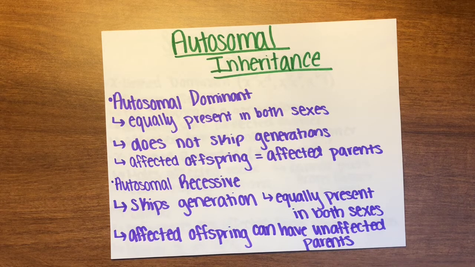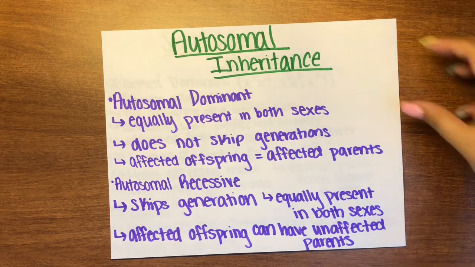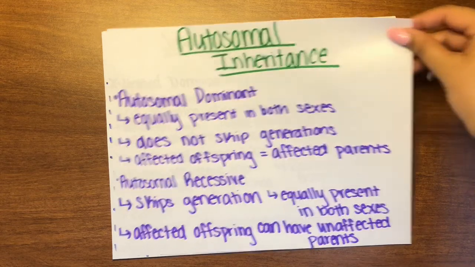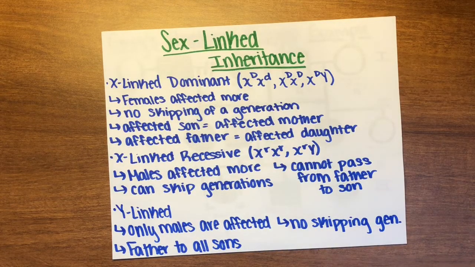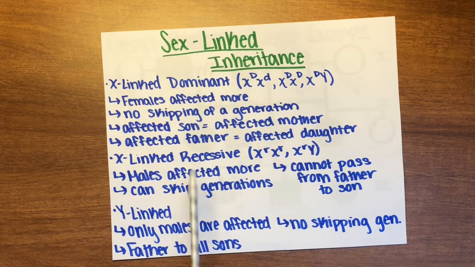Autosomal recessive inheritance can skip generations, but is still equally present in both sexes. An affected individual can have unaffected parents in this case. There are 3 types of sex-linked inheritance, which include X-linked dominant, X-linked recessive, and Y-linked.